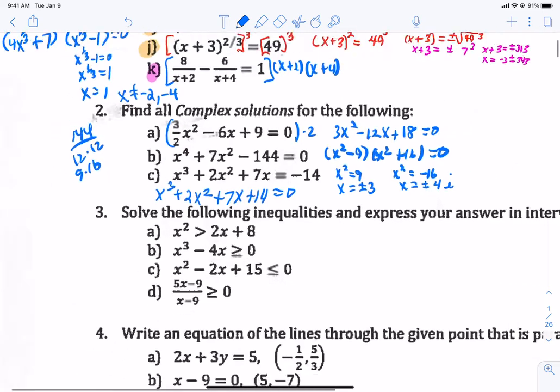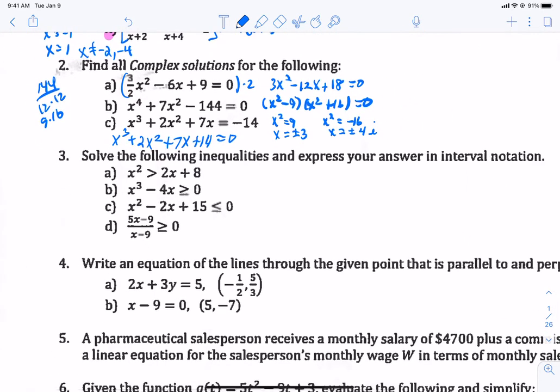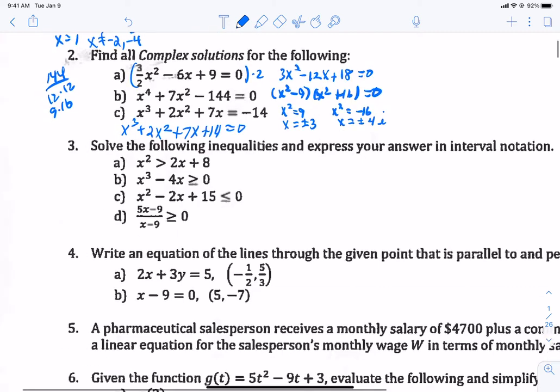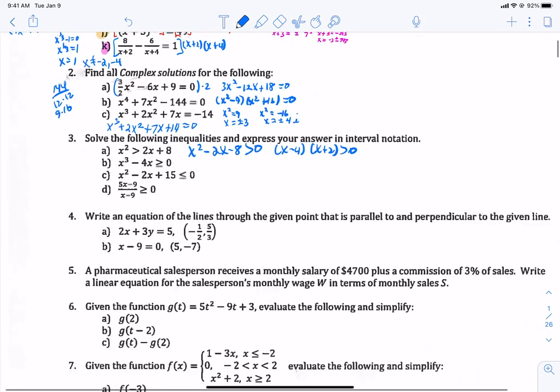Let's take a look at number 3. To solve inequalities, you're going to want to get them equal to 0 or relate them to 0 and then make a plus or minus chart. So let's go ahead and do that. Let's talk about A. You want to get it like that. You want to factor it. We're going to make the plus minus chart.